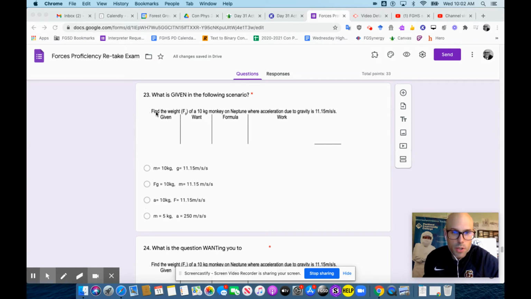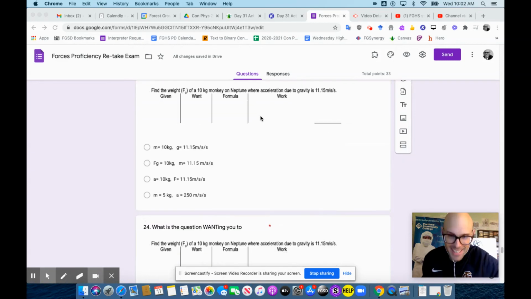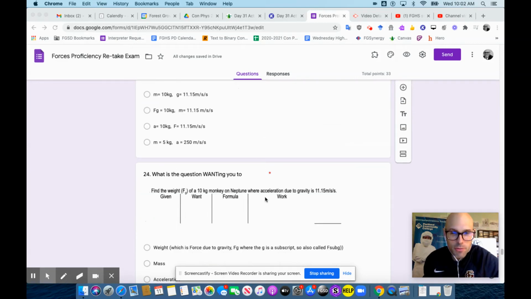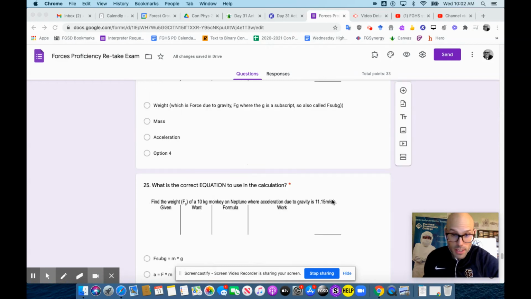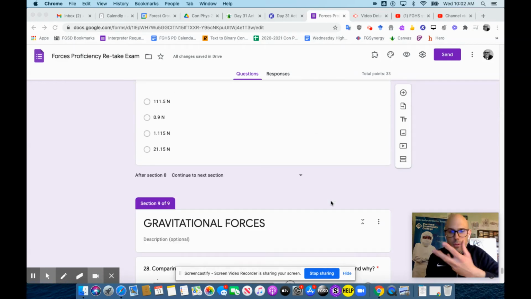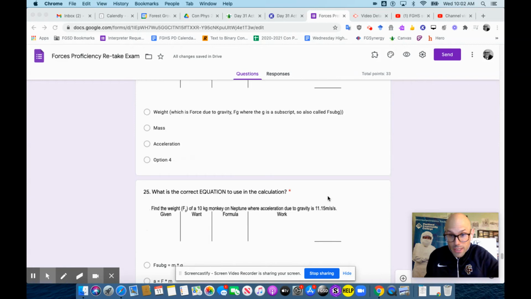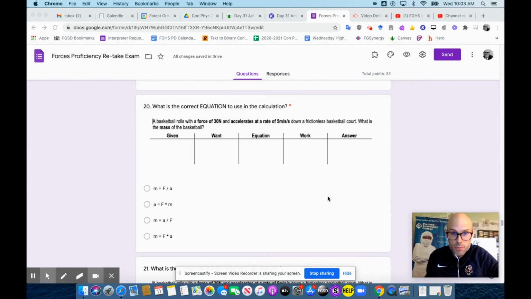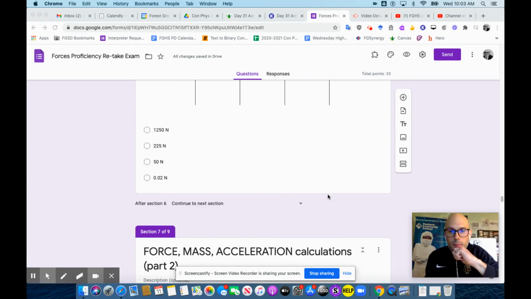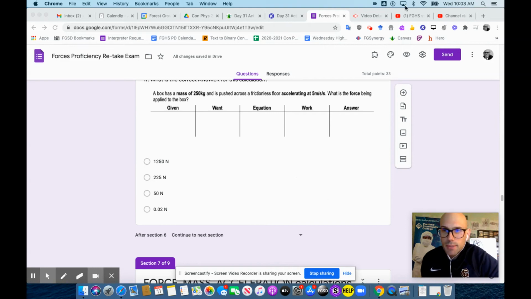Here's where you're going to find the weight, F sub g, of a monkey, okay? Hint. And it's going to ask you to, again, find the weight, F sub g, of a monkey, and it's on Neptune, where gravity is 11.15 meters per second. Okay, so you're going to do 3, I believe 3, mass equals force times acceleration problems.